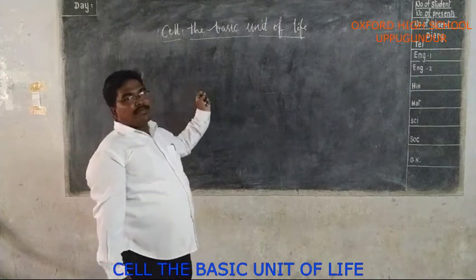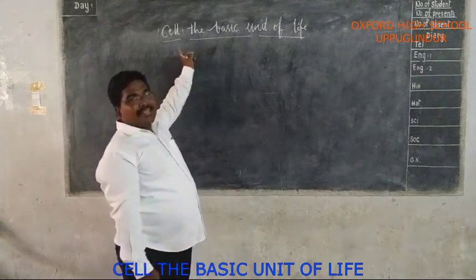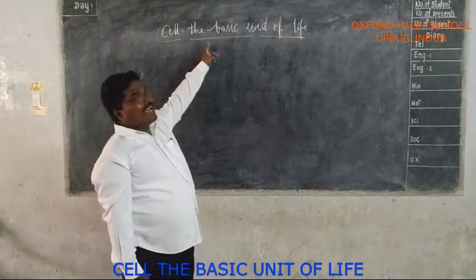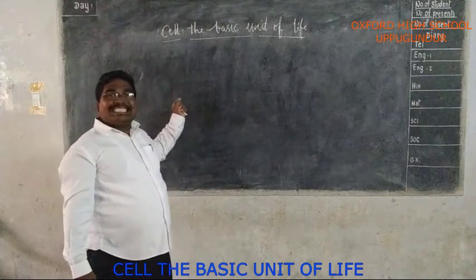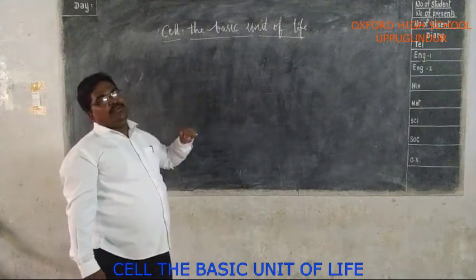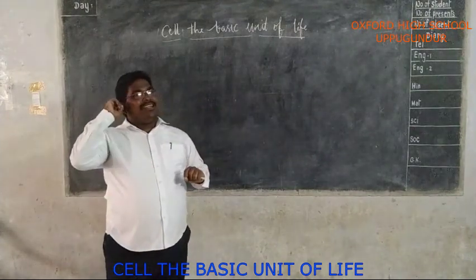Dear students, in the last class we discussed what a cell is and why it is called the basic unit of life. The cell is the structural and functional unit of life. Different types of parts present inside a cell are called cell organelles.